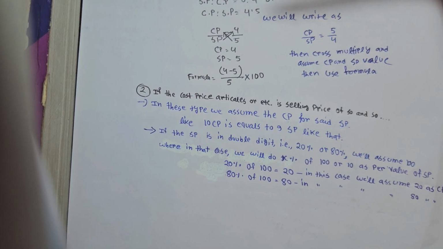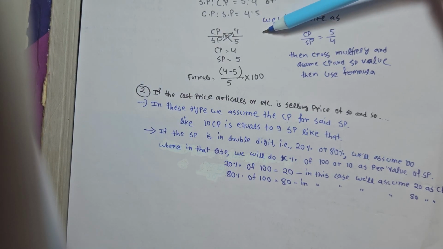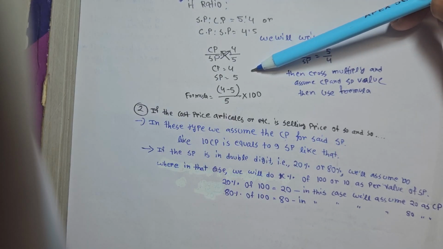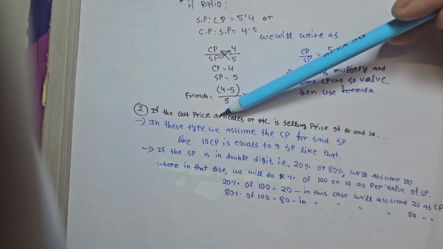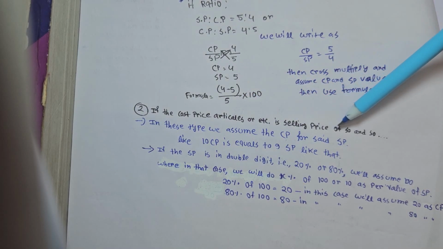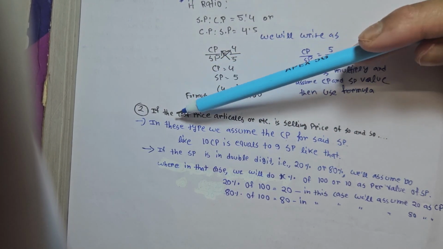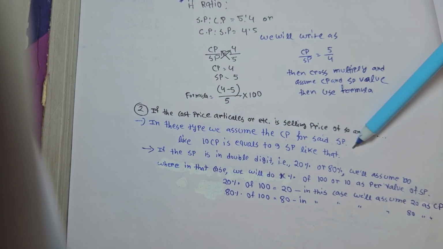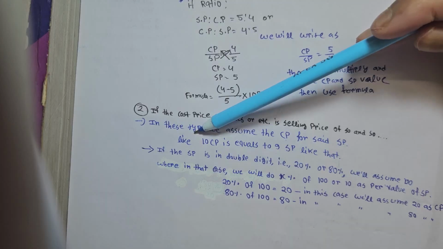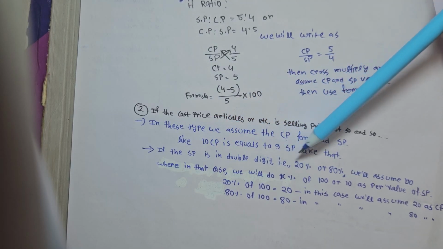So this is for the earlier type of problems, like if the cost price of 4 articles equals the selling price of 5 articles, what is the profit percentage, it is for problems like this, right? Now if the cost price of so many articles is equal to the selling price of so and so, then how will you solve it? In this type we assume that the cost price for the said selling price, like 10 CP equals 9 SP, like that.